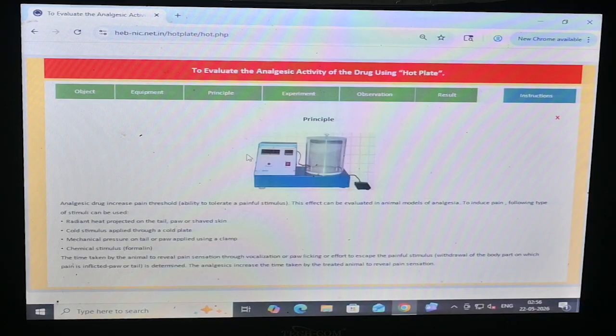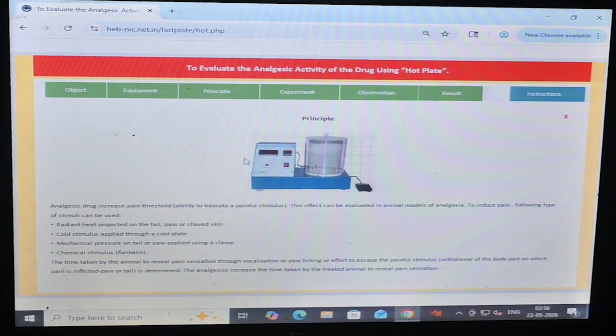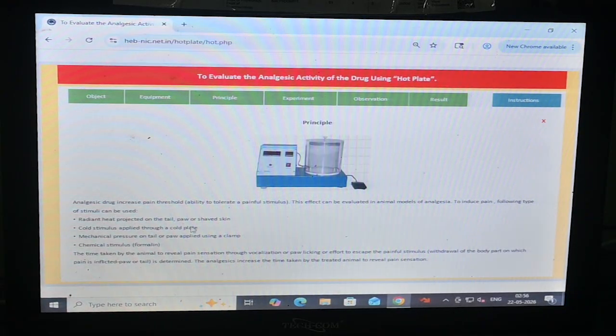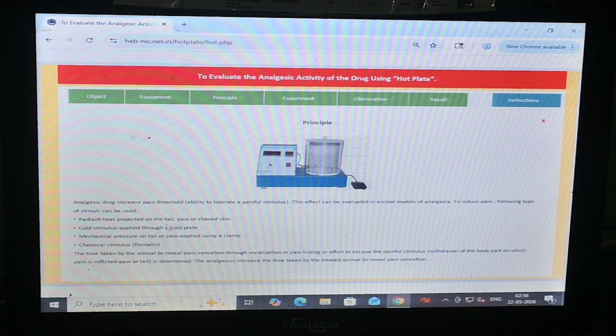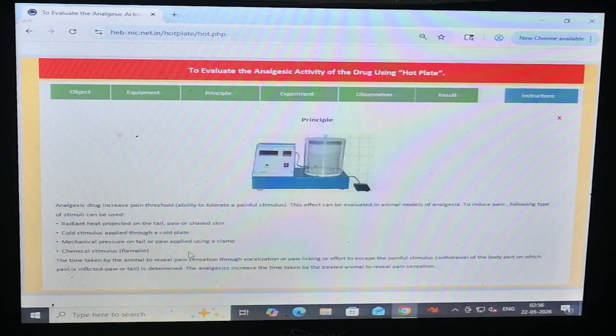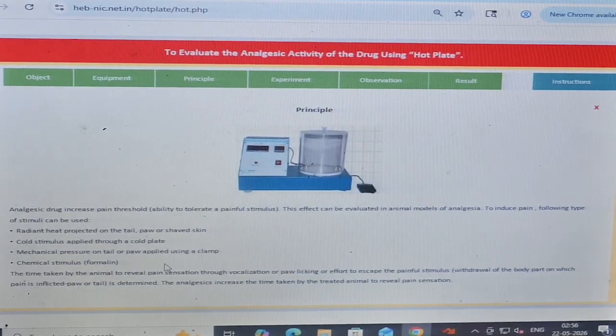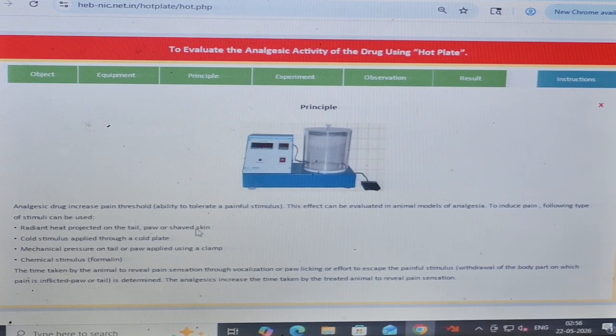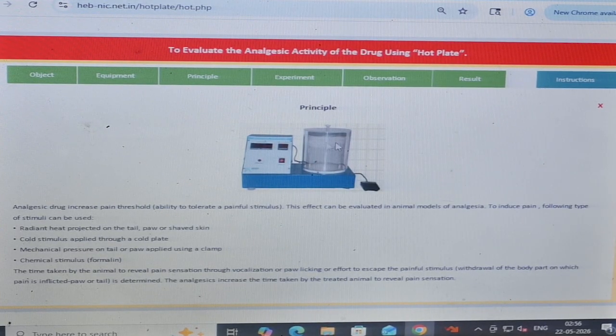So now we have discussed the principle. What is the main principle for evaluating the analgesic activity of a drug using the hot plate apparatus? It is an animal model using analgesia to induce pain, like in the tail or the hind paw. Radiant heat is projected on the tail or the hind paw, and a cold stimulus is applied through the cold plate, and mechanical pressure is applied on the tail and the hind paw using a clamp. So these are the main principles of the hot plate apparatus.